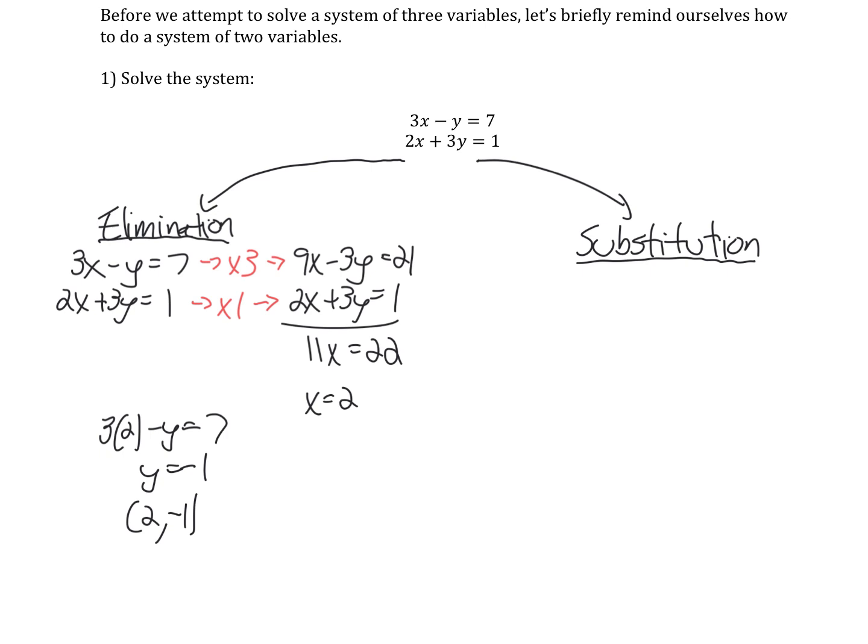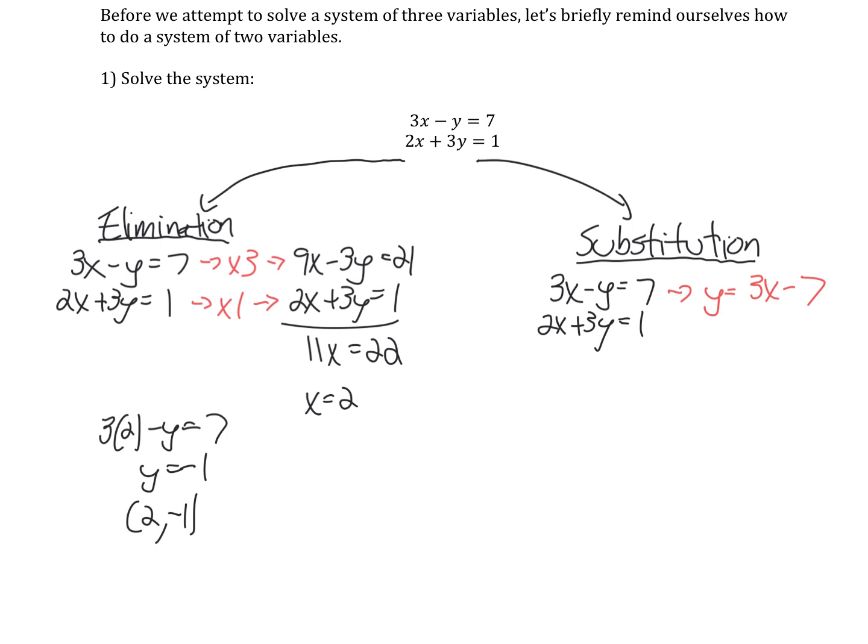In the substitution method, if you remember, let me write out these again. 3x minus y equals 7, and 2x plus 3y equals 1. The goal was to solve for one of the two variables. So I'm going to take a look at this top one. I notice I already have a minus 1y, so if I solve for y, I get y equals 3x minus 7. So I solved for y in one of these.